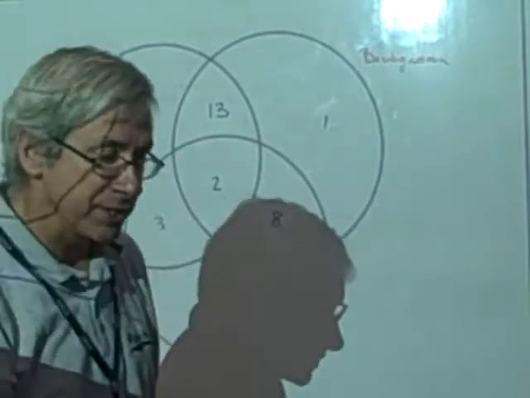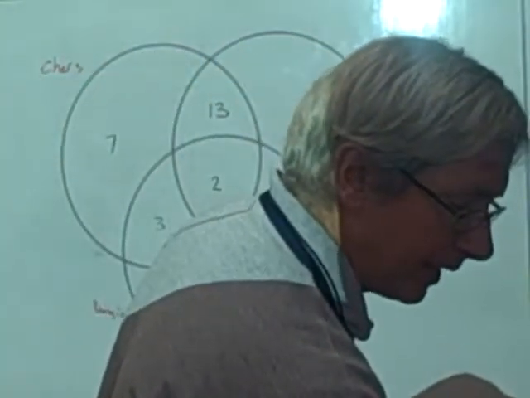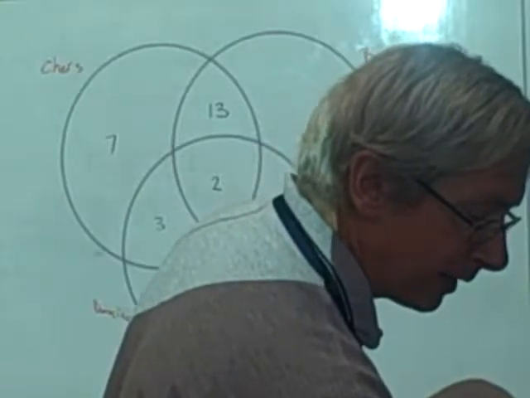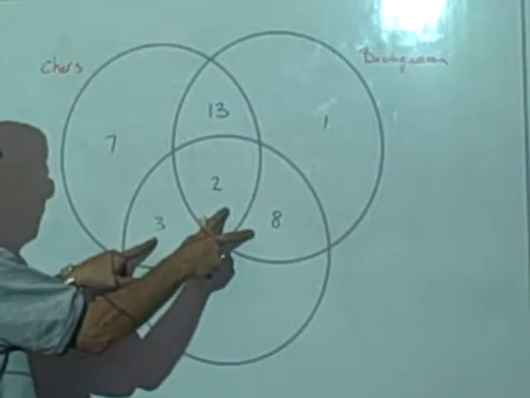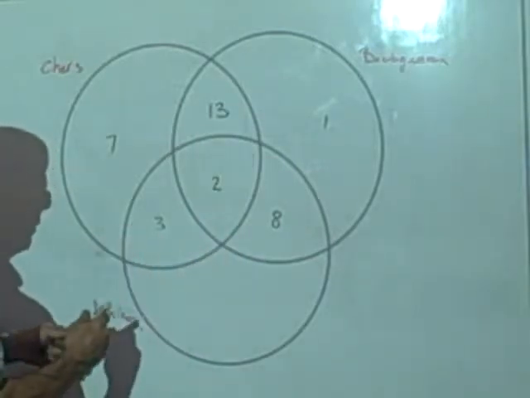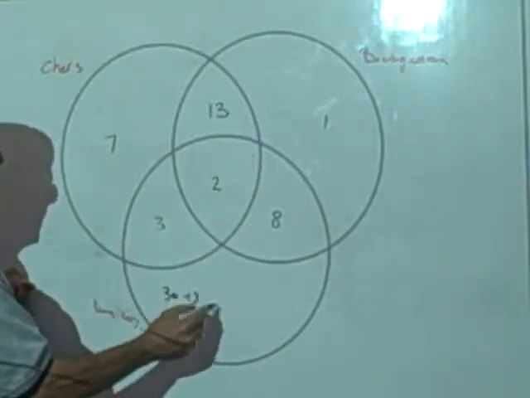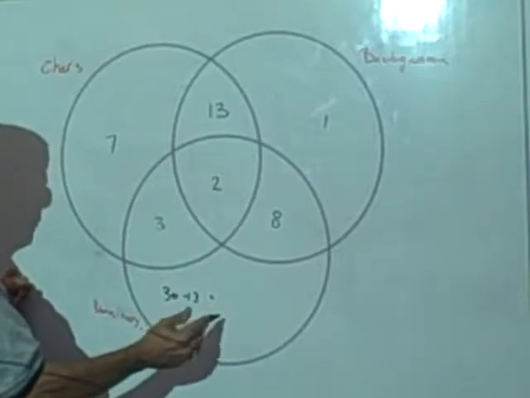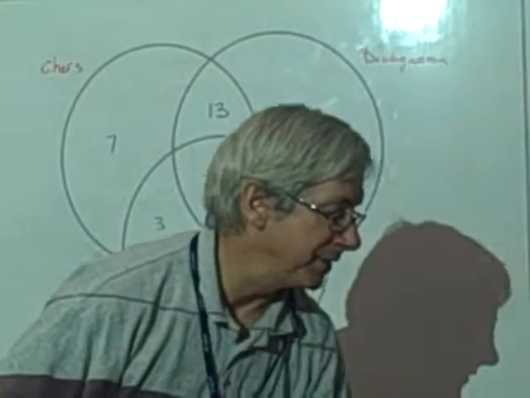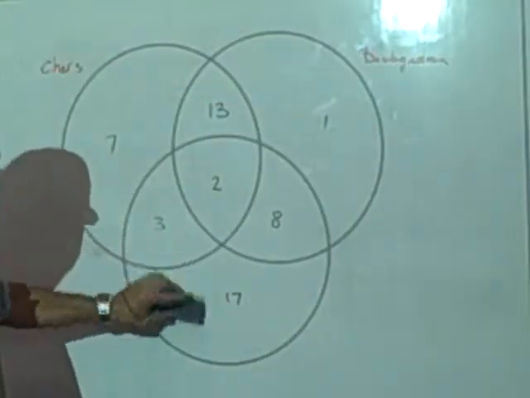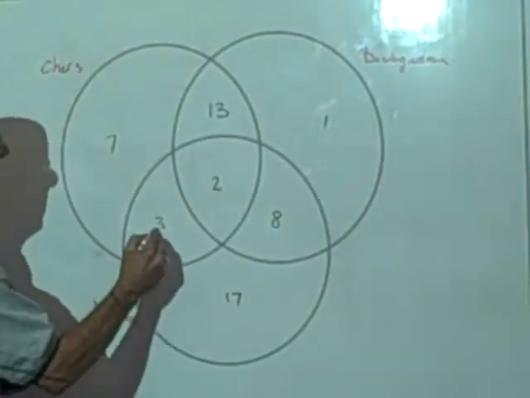Okay, last one deals with the domino players. 30 play dominoes. There's 10, 11, 12, 13 of them. So I have 30 minus 13 down here. 30 minus 13 is 17, okay? So there are 17 players of dominoes that don't play any other of those events, okay?